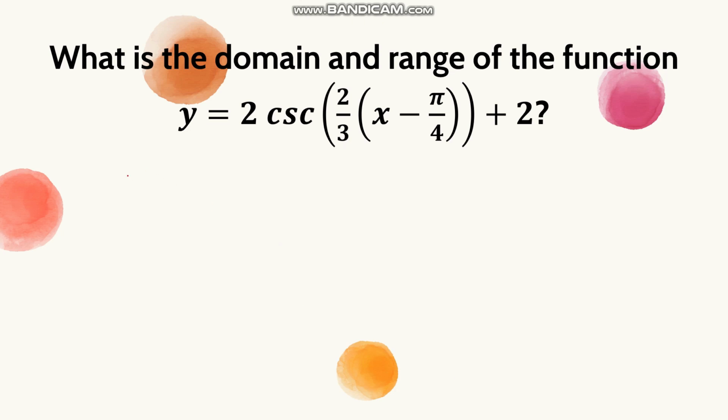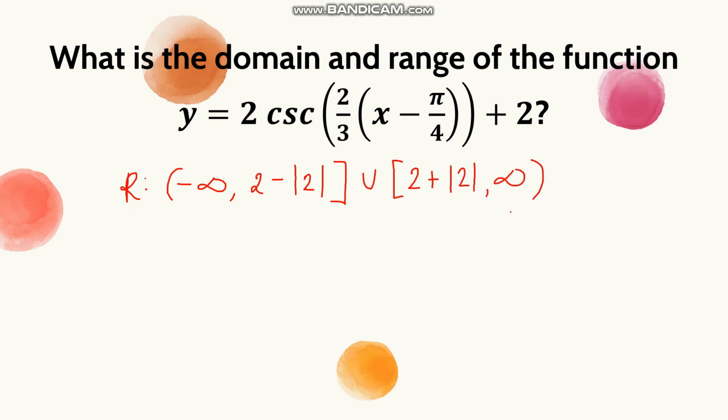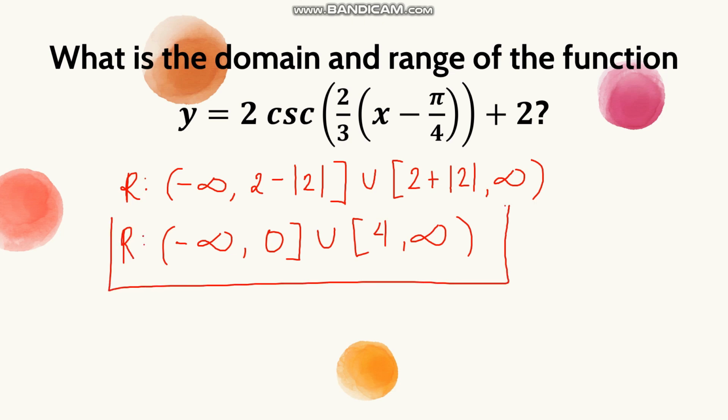Now for the range, let's just get the values again. So we have negative infinity, and then d is 2 minus absolute value of a, which is 2, included. Union with d again, which is 2 plus absolute value of 2, and then positive infinity. So this will become negative infinity, 2 minus 2 is 0, union with 2 plus 2 is 4 to positive infinity. So this is now the range of our function.